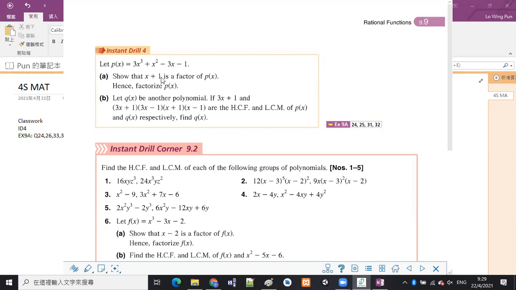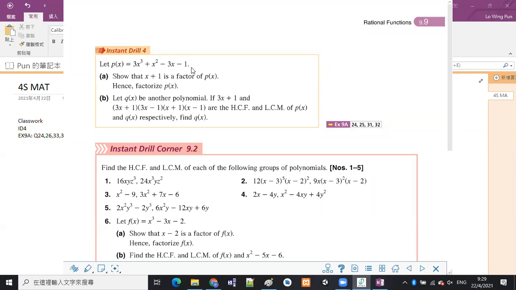we will choose the smallest degree among the polynomials. And for the LCM, if a factor exists in any one of the polynomials, then we still need to choose it for the answer, and we need to choose the largest degree among the polynomials. So that is like this.